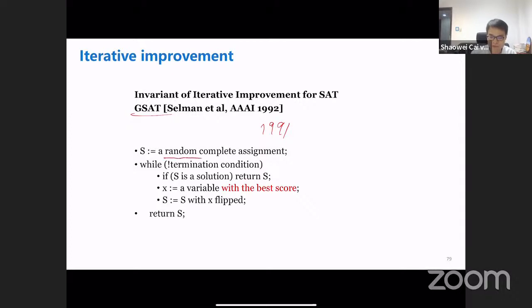It starts from a randomized initial complete assignment, and then runs a loop. Usually this is bounded by some limit, for example a step limit or time limit. In each iteration, it first checks if the current assignment is a solution. If yes, that is great, and otherwise we pick a variable. In GSAT, the variable is picked according to the best, highest score, and then you flip this variable. So it's simple, right? It's very simple, but the performance is good.